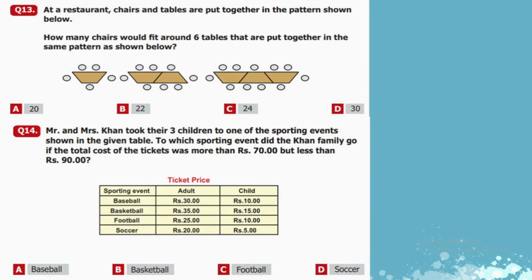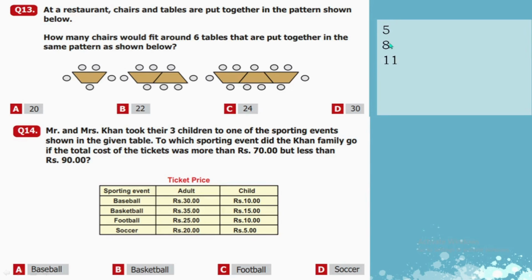Question number 13. At a restaurant, chairs and tables are put together in the pattern shown below. How many chairs would fit around 6 tables that are put together in the same pattern as shown below? So we will follow the pattern. At the first table there are 5 chairs, second 8, third 11. So they asked about the sixth table, so we will just continue the pattern.